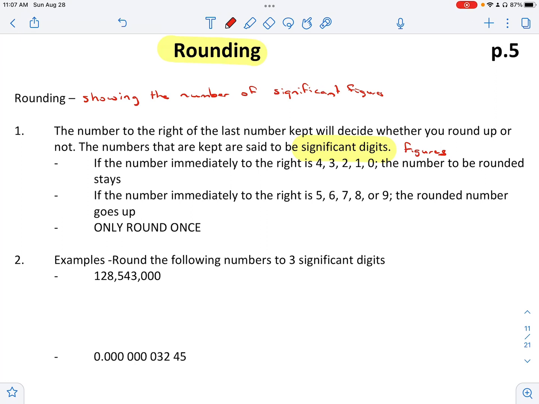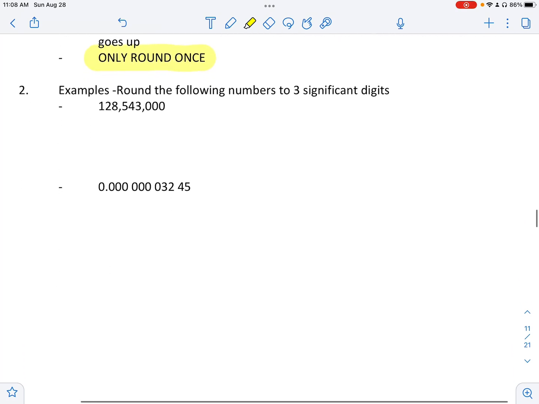So if the number immediately to the right is 4, 3, 2, 1, or 0, that number to be rounded stays where it was. If the number immediately to the right is 5, 6, 7, 8, or 9, then it's going to go up. And here's the key that I've seen kids make this mistake. We only round once. We don't do successive rounding. We only do one round, one time, and however that goes, great. All right. So let's roll on and let's see if we can do some examples here.